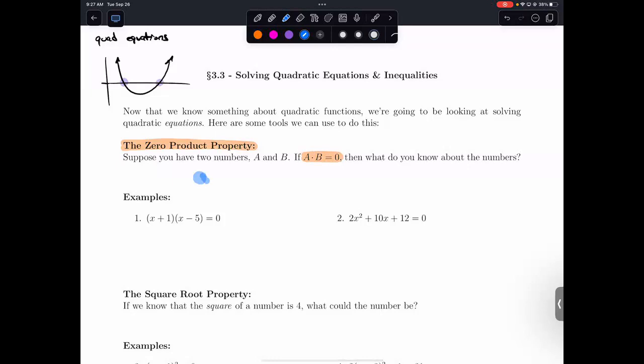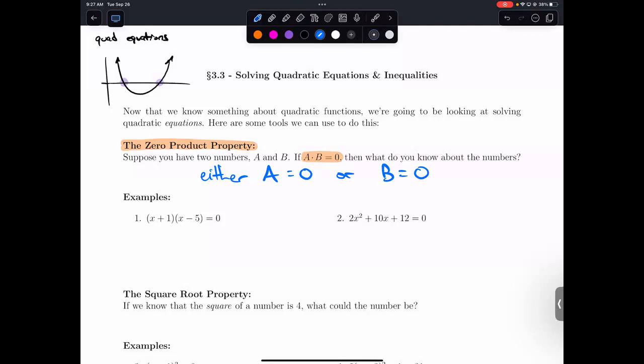So either A is zero or B is zero. Or both, if we don't know that they're different. If we know they're different, then one of them has to be zero. If they can be the same, they can both be zero, whatever. But zero has to be in there somewhere.